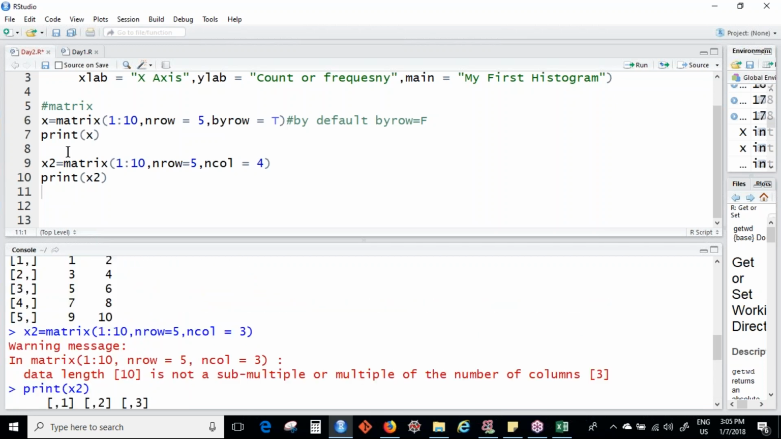Okay. So be careful when you are doing things like this. You'll have to be careful of the lengths. Otherwise R will start repeating.